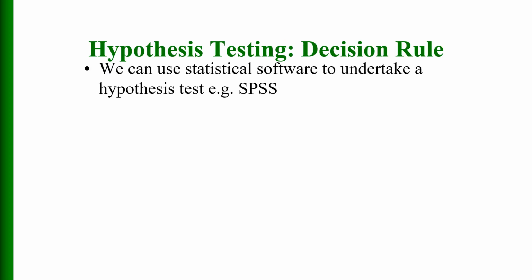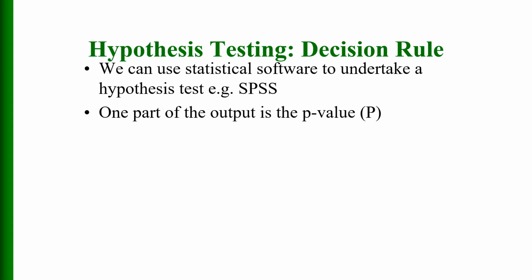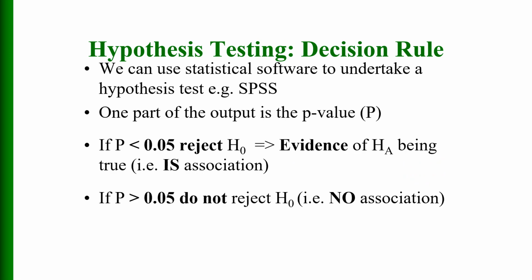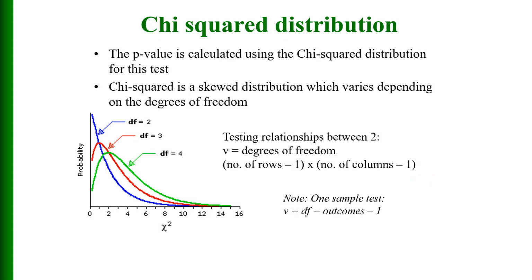Now hypothesis testing and decision rule. We can use statistical software to undertake hypothesis tests, for example SPSS. One part of the output is a p-value. If p is less than 0.05, we will reject the null hypothesis, and there is enough evidence of HA being true, that is the alternative hypothesis being true, and we would conclude that there is an association between the 2 categorical variables, that is class and survival. If the p-value is greater than 0.05, we will not reject H0, and we will conclude that there is no association between class and survival.